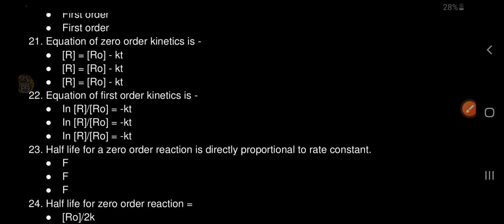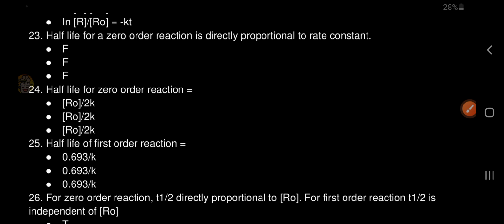Half-life for a zero order reaction is directly proportional to rate constant. False. Half-life for a zero order reaction is equal to R naught by 2k.